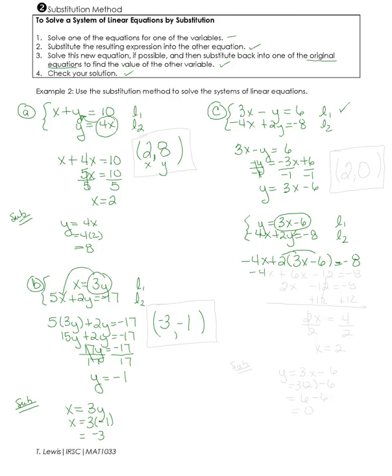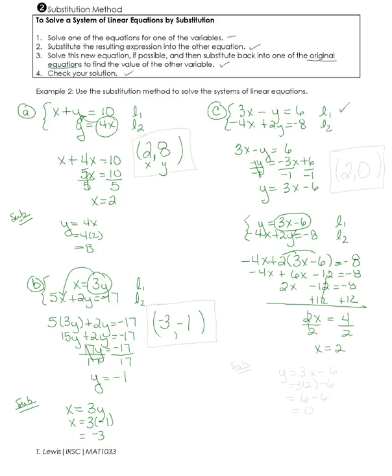We have 2x minus 12 is equal to negative 8. We're going to add 12 to both sides. We have 2x is equal to 4. Divide by 2, and we have x is equal to 2. Okay, so we found the x coordinate.